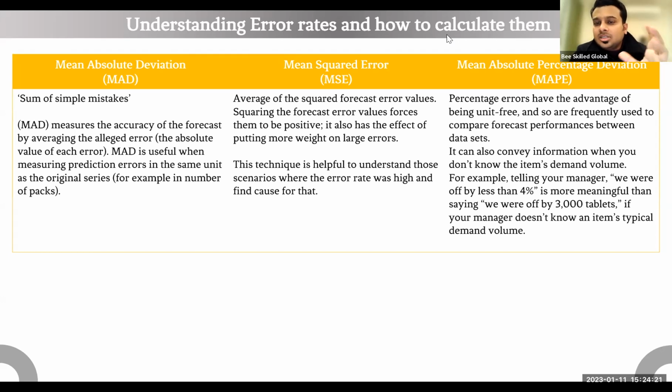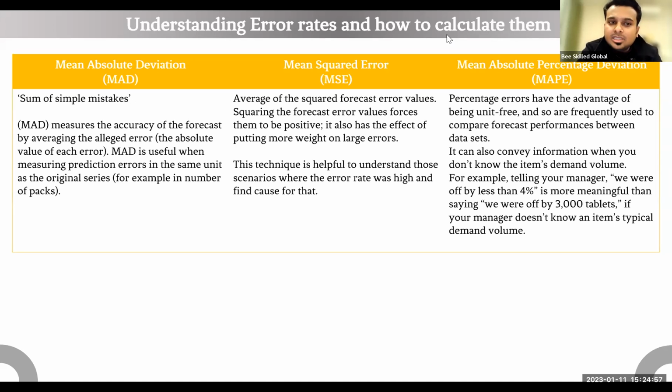Okay, so there are three of these indicators you can say. Mean absolute deviation, which is very simple, sum of simple mistakes. It's an absolute error that, okay, I forecasted 20 packs, but actually consumption was 25 packs. So the deviation is of 5 packs. That's the deviation, absolute deviation. The deviation will be 5 packs only if my consumption was 15.